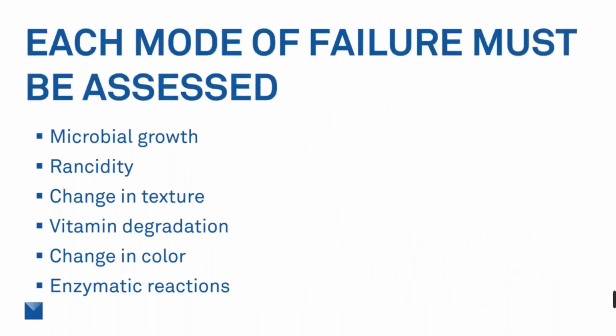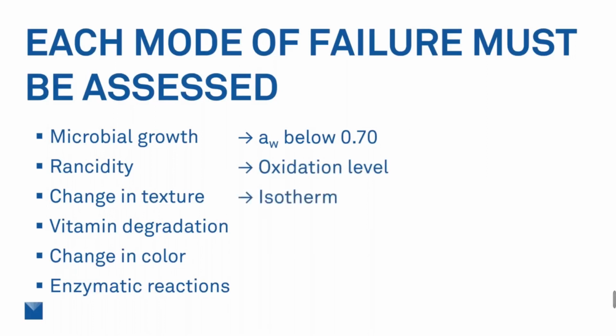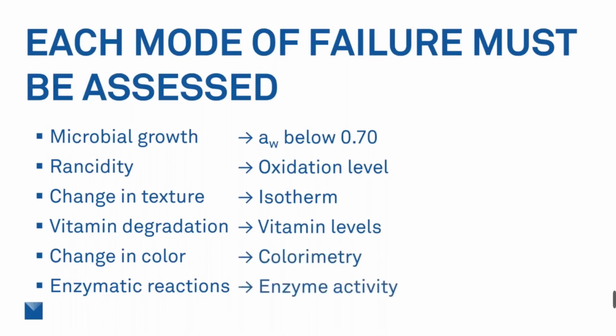For each mode of failure, you have to assess why these are occurring. For microbial growth, you need to keep your water activity below 0.7. If rancidity is your mode of failure, then you need to be measuring your oxidation levels. If change of texture results in ending your shelf life, you will need an isotherm, like we just discussed. For vitamin degradation, you need to measure your vitamin levels. Changes in color can be assessed using colorimetry. And finally, enzymatic reactions can be assessed by looking at enzyme activity.